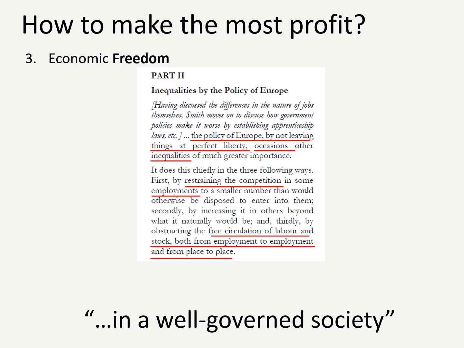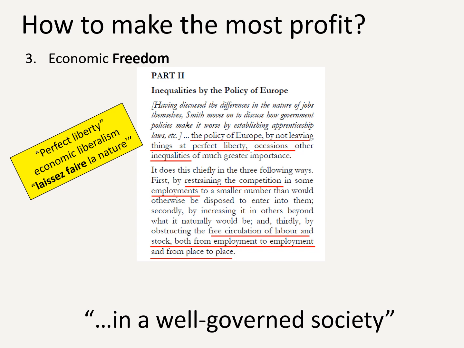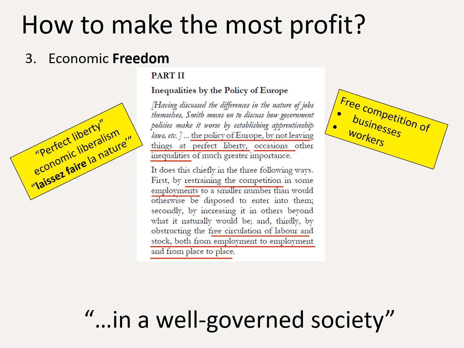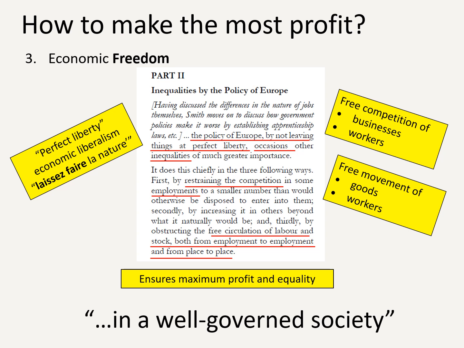Smith is perhaps most well known for another theory, the theory of economic freedom. And this describes what he thought that the government should do about the economy. And his belief is that there should be perfect liberty, that the government should not interfere with the economy, that everybody should be perfectly free to make as much money as they possibly could. So this included free competition among businesses. The government shouldn't try to help one business over another. Free competition of workers, which means the government shouldn't set any restrictions on wages or conditions of workers. He also thought there should be free movement of goods and of workers from place to place and from job to job. And this would ensure the maximum profit and equality in an industrial society.